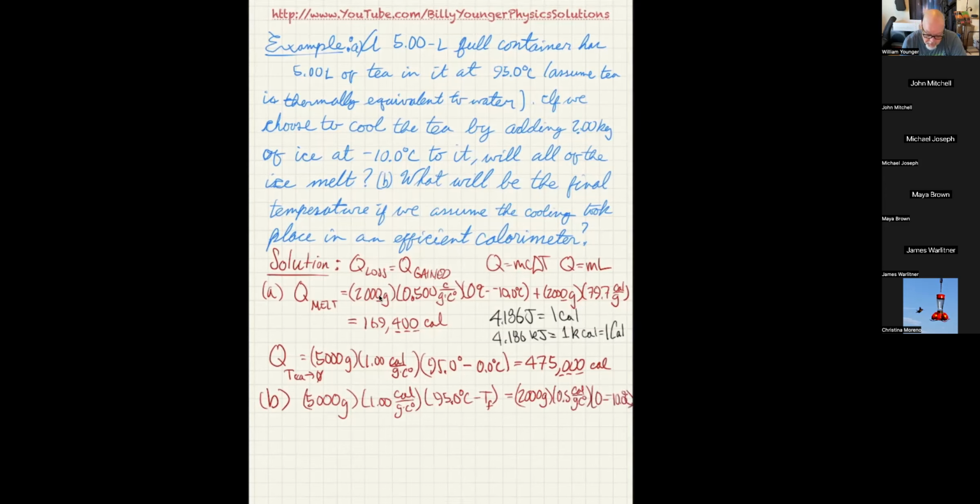That's one term. Now I've got to actually do the latent heat. So I'll say plus 2,000 grams times 79.7 calories per gram. Yeah, that's what I had. Excuse me, calories per gram, not joules per gram.